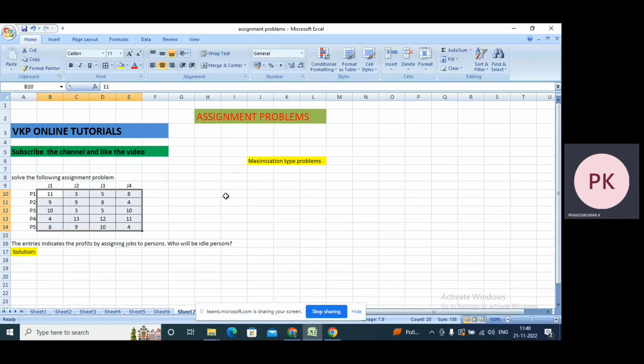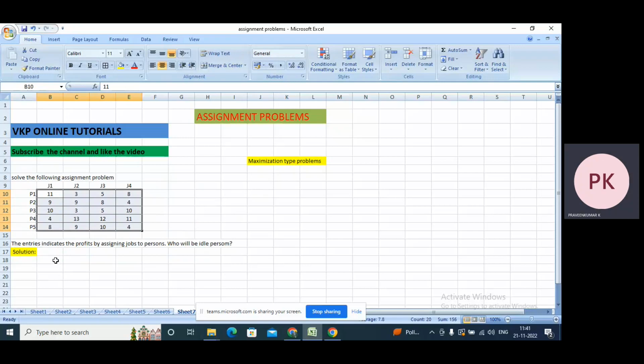Whenever a maximization type problem is given, we need to convert the maximization type problem into a minimization type problem. So the profit matrix is converted into a cost matrix. So how to convert to the cost matrix? Let us see the conversion of the cost matrix.